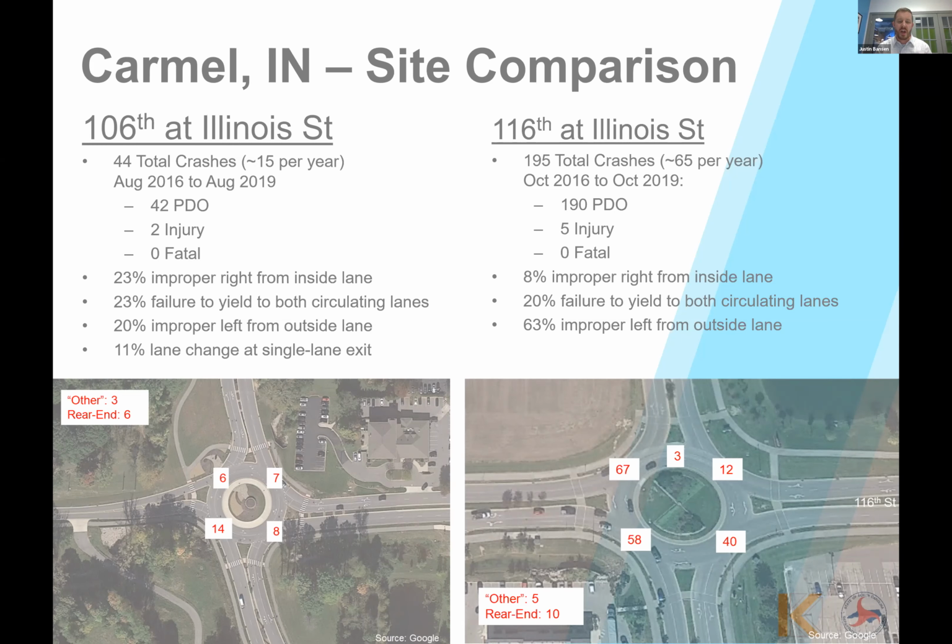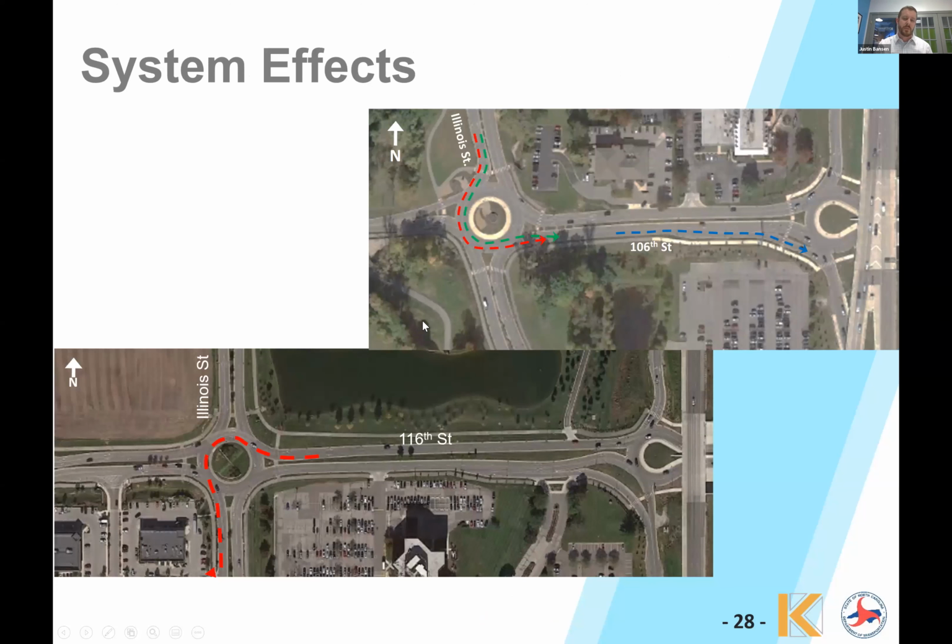One thing to note here is the key crash types at both these locations are improper rights, failure to yield to both lanes, and improper lefts. So at 116th, the improper lefts is driving this by far. It was by far the key source of crashes. And some of the things that we've been seeing is related to lane imbalances. The signing for lane use control and guide signing on the approaches is lacking a bit. So there's some low-hanging fruit that we can point to in terms of signing and markings that certainly could be improved. But one of the biggest elements that we're seeing is sort of these system effects.